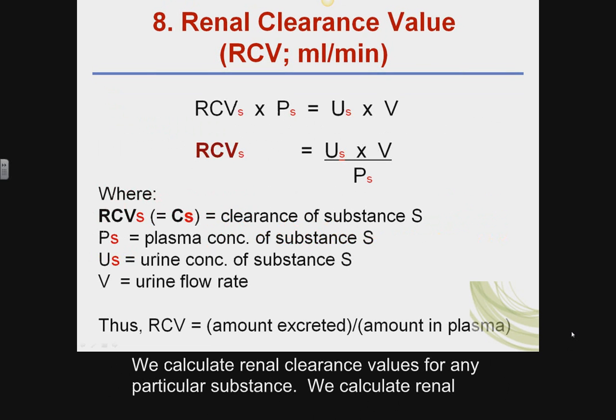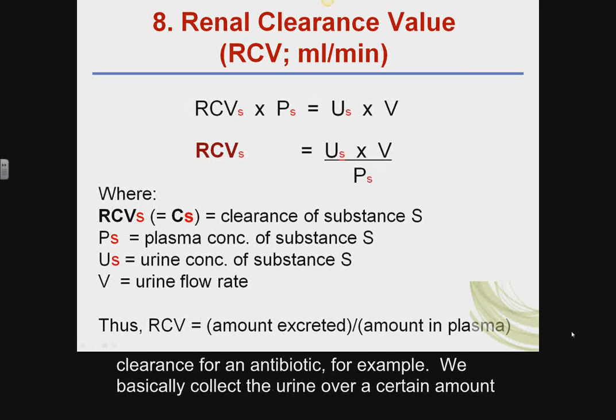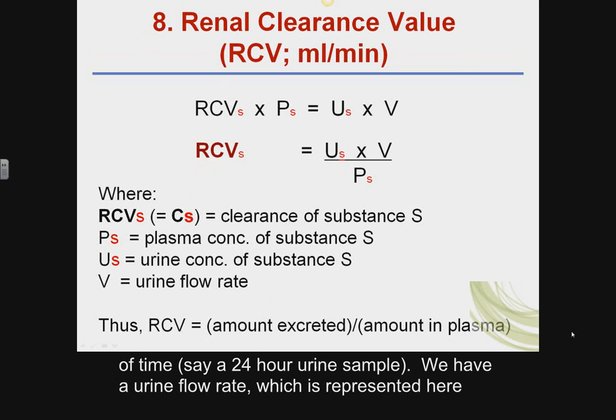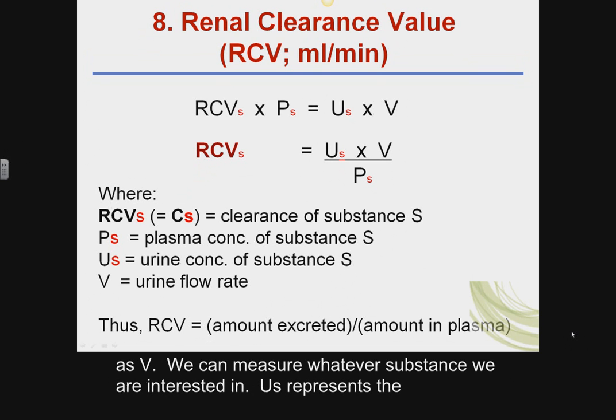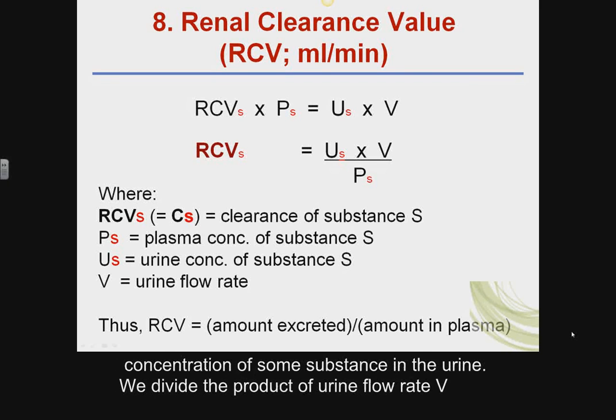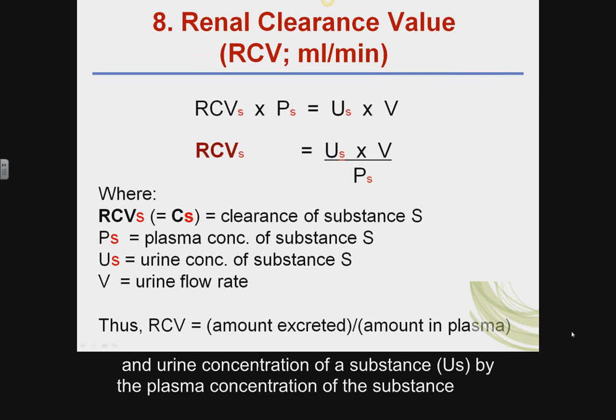We calculate renal clearance values for any particular substance. We calculate renal clearance for an antibiotic, for example. We basically collect the urine over a certain amount of time, say a 24-hour urine sample. We have a urine flow rate, which is represented here as V. We can measure whatever substance we are interested in. U subscript S represents the concentration of some substance that you're monitoring in the urine. We divide the product of urine flow rate, V, and urine concentration of the substance, U_S, by the plasma concentration of the substance, which is here as P subscript S.